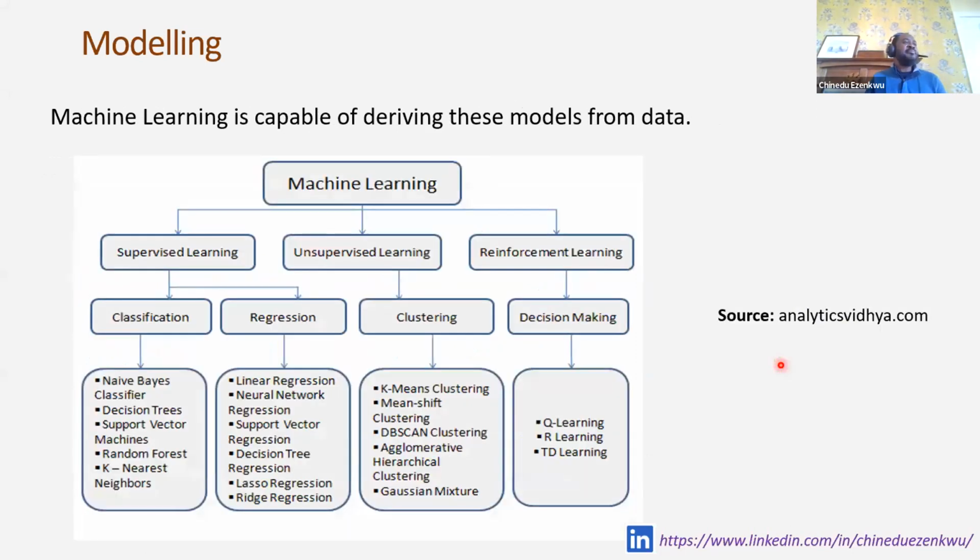So here we look at machine learning taxonomy, trying to understand different types of machine learning algorithms. We are not going to go into explaining everything here, but at a very high level, machine learning algorithms are classified or grouped into three. We have supervised learning, unsupervised learning, and reinforcement learning.